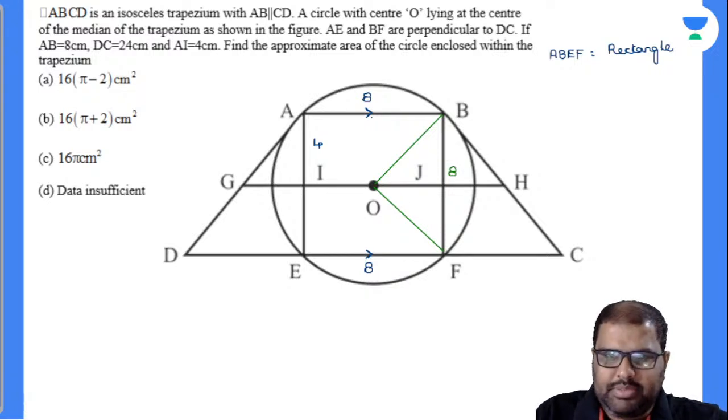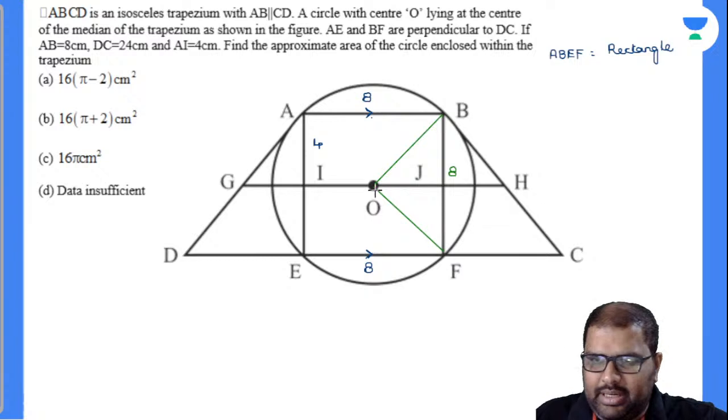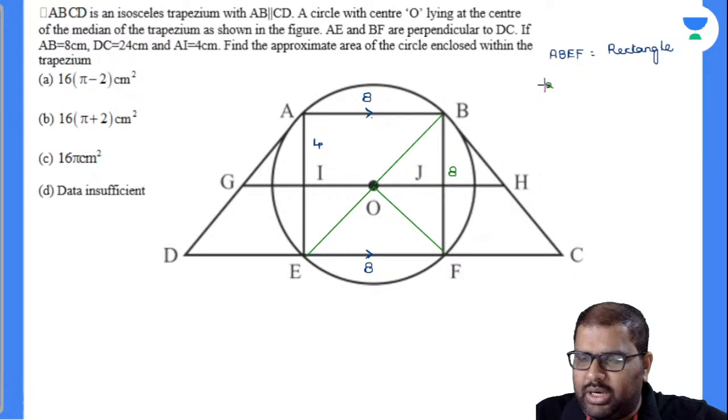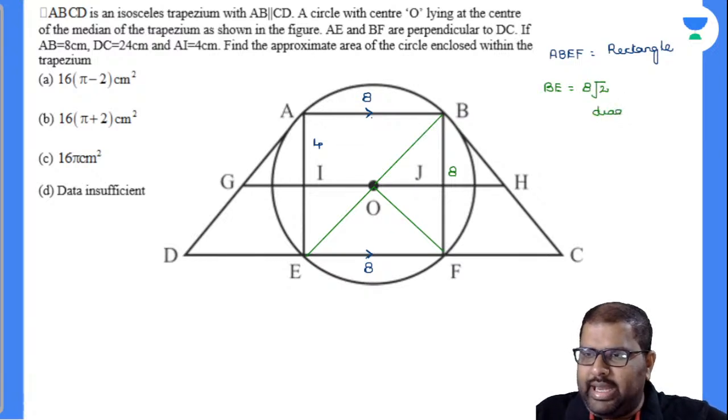Now, closely observe there, I will be drawing one more line segment. Now, this is also a radius. Now BE is nothing but the diagonal of the square, which means 8 root 2 is the diagonal of the square. So this 8 root 2 is nothing but the diameter of the circle. Am I right or wrong? Diameter of the circle is equal to 8 root 2.